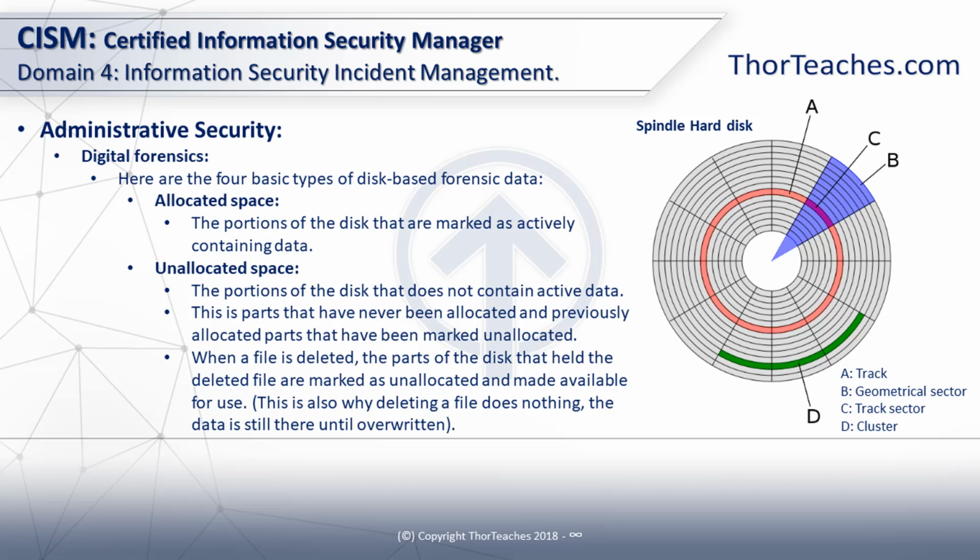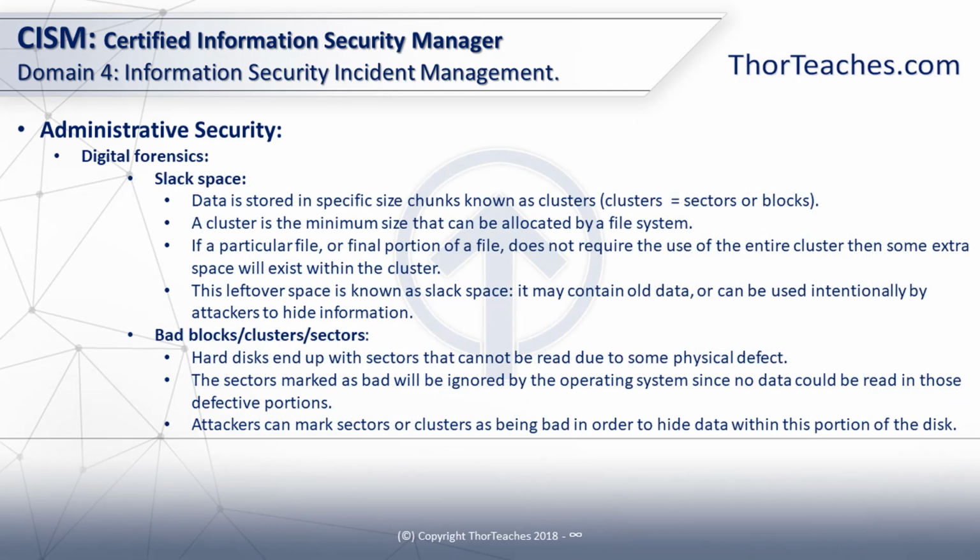So when we store our data, a cluster is the minimum size that can be allocated by the file system. Let's say we have 10 clusters allocated, but the data we put in there only needs 9.7. The extra space, the 0.3, is the slack space. Since we don't use that part, we don't write anything on top of it, there might just be old data there, which will stay there until the file we have now is overwritten. But it can also be used to intentionally hide information by attackers.